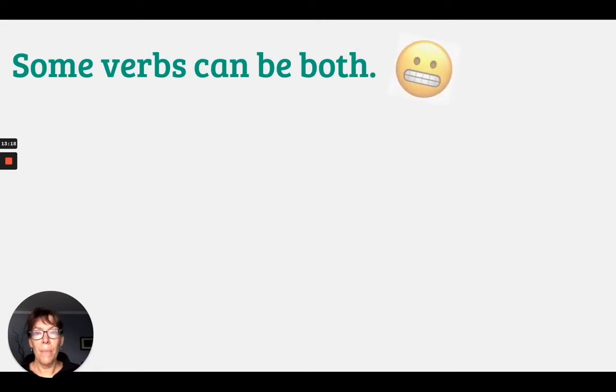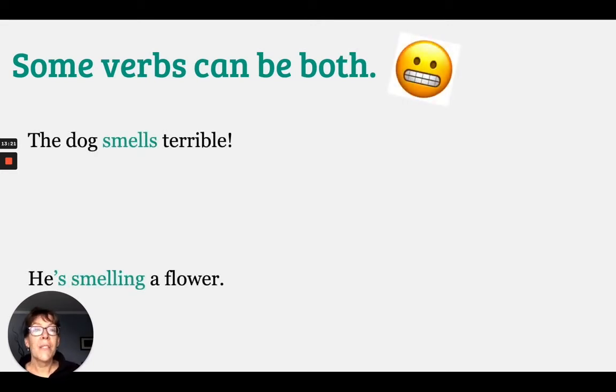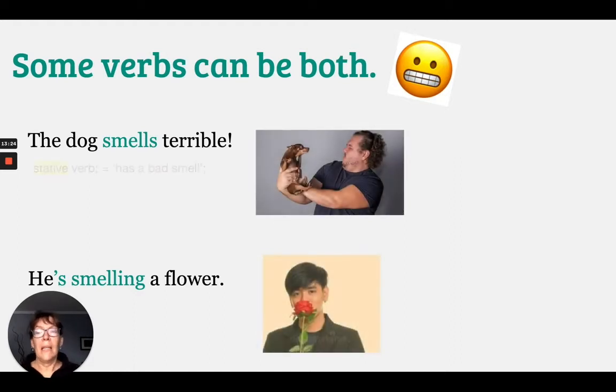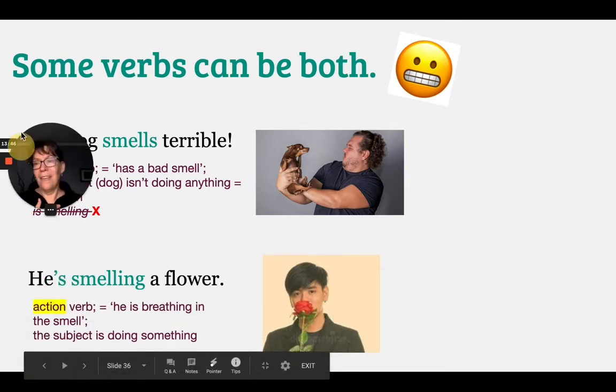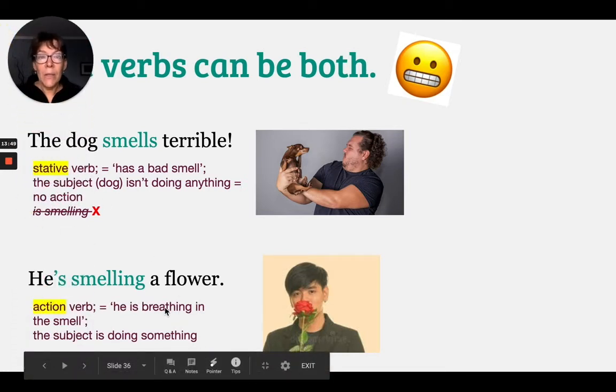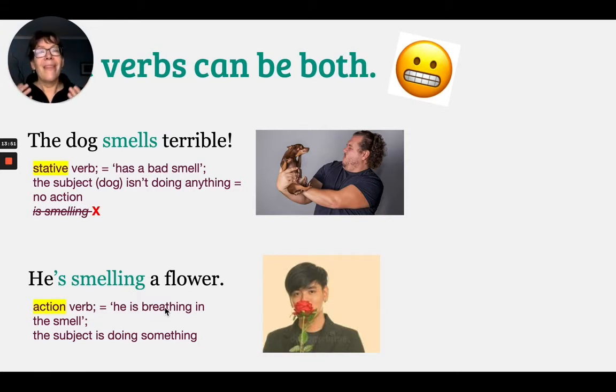Okay, but it's a little tricky. Some verbs can be both. For example, the dog smells terrible. Okay, oof. So this is a stative verb because that means the dog has a bad smell. And you can't say is smelling. But remember, the dog is not doing anything. You are doing something. Now this one, he's smelling a flower. Oh, so sweet. Okay, he is breathing in the smell, and that is the action. So in this case, it's okay to say he is smelling.